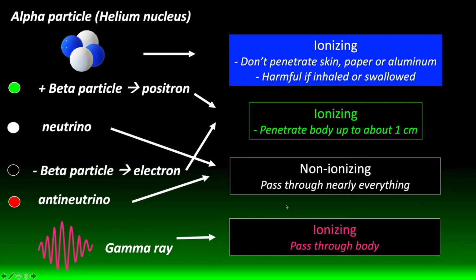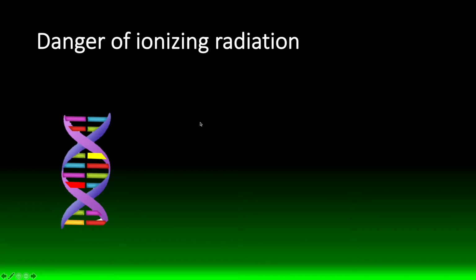And the last one is a gamma ray, and this is ionizing. This is a high energy photon. Any EMR from UV and smaller wavelengths is going to be ionizing, and gamma rays are the smallest wavelength or highest frequency, so those can cause damage to our bodies as well. So all of those but the neutrinos were ionizing.